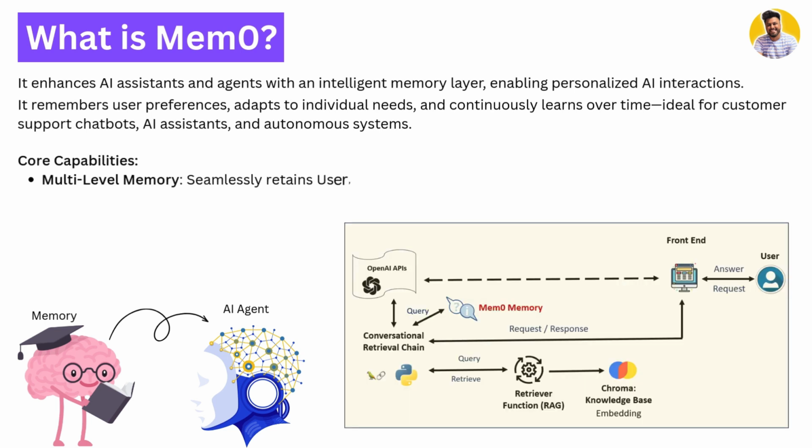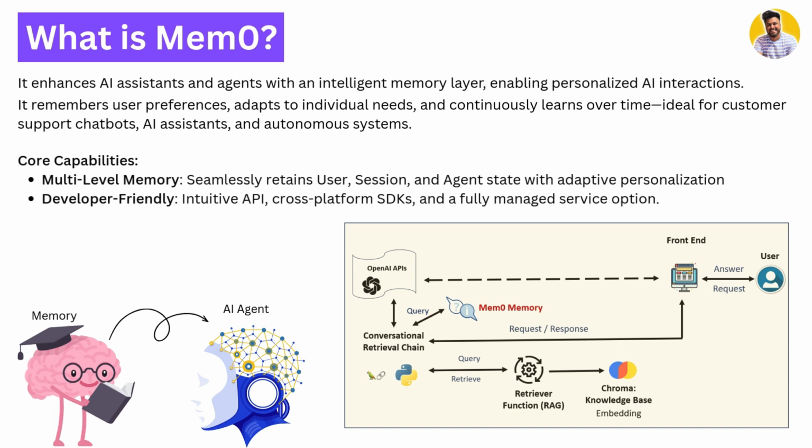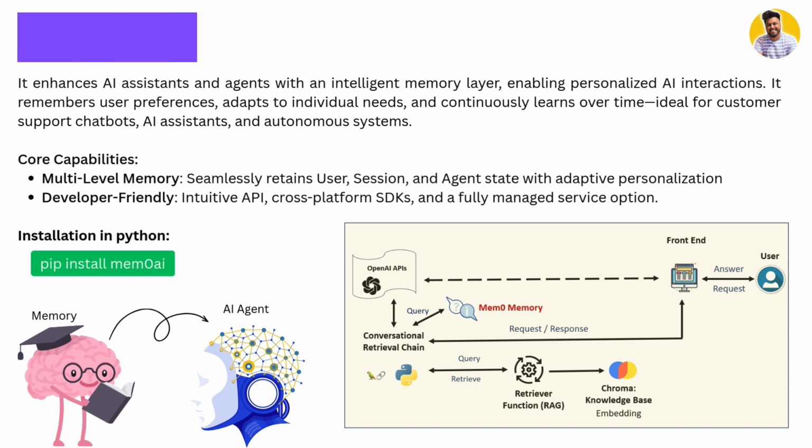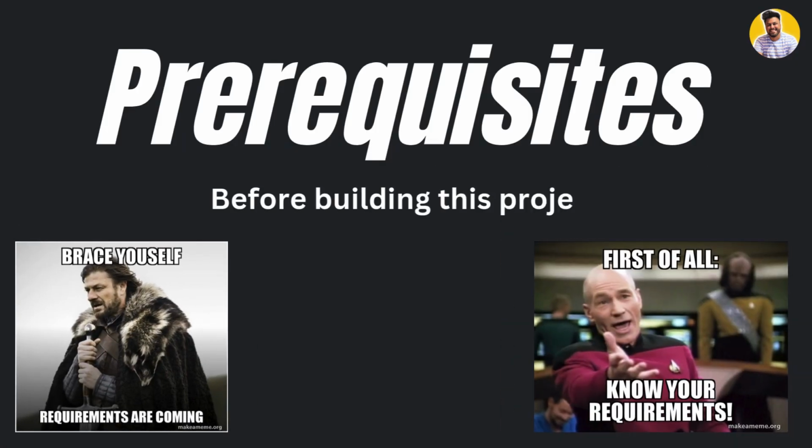The core capabilities of Mem0 are: it has multi-level memory that seamlessly retains user, session, and agent state with adaptive personalization. It has a developer-friendly, intuitive API that can help us build cross-platform SDKs, and a fully managed service option as well. You can install it by using just pip install mem0ai in Python and start working with it.